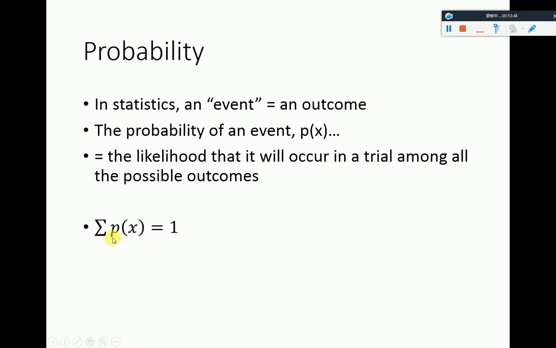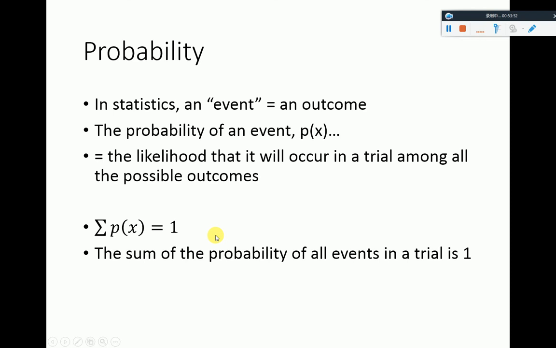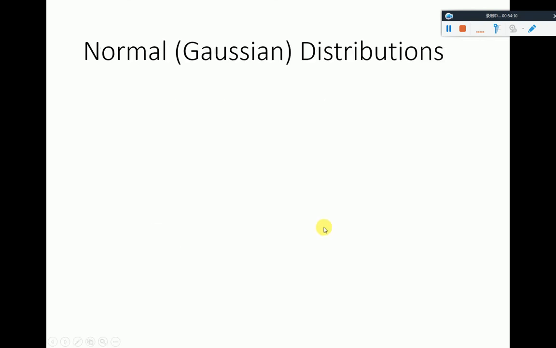Right, so if we sum up all the probabilities, we'll get 1. In other words, the probability of observing all possible events in a trial, throwing a dice however many times, will be 1. So, probability is used in describing all kinds of distributions.